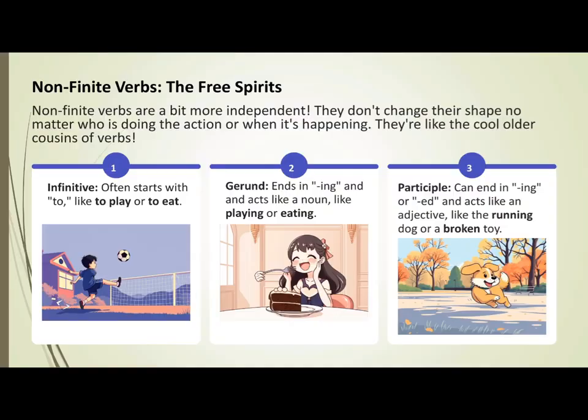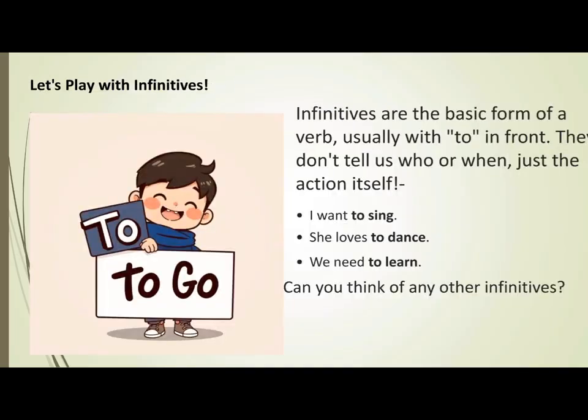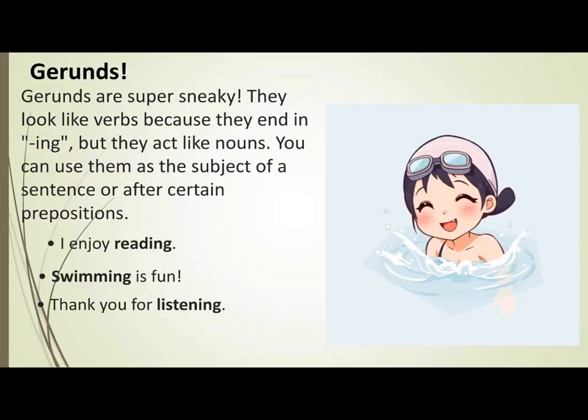Now, let us know about non-finite verbs. A non-finite verb does not show tenses and it cannot stand alone as a main verb. In non-finite verbs, we have infinitives, gerunds, and participles. Now, let us know what are infinitives. To plus a verb forms an infinitive. For example, to read, to travel. Like, I like to read. She wants to travel. Then it's called an infinitive.